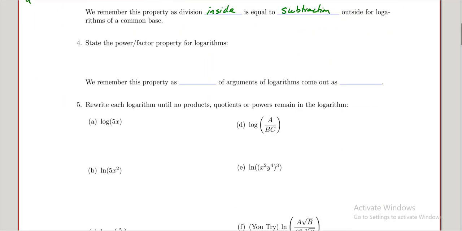Okay. So let's continue. Let's give this last property here. This is the power factor property for logarithms, and it says if we were to take the log base a of m to the r power, this is equal to r times the log base a of m. There's an analog there too, but we'll just go past it. We'll remember this property as powers of arguments of logarithms come out as factors. I do want to warn you on this one, the entire argument needs to be raised to the rth power.